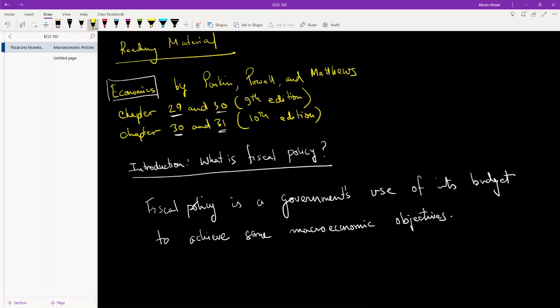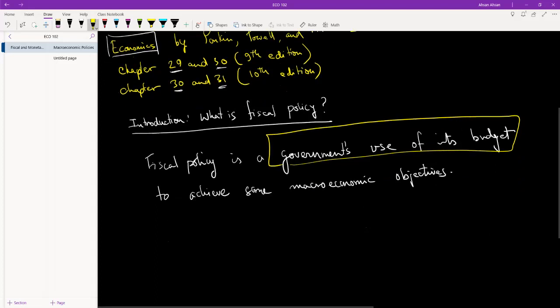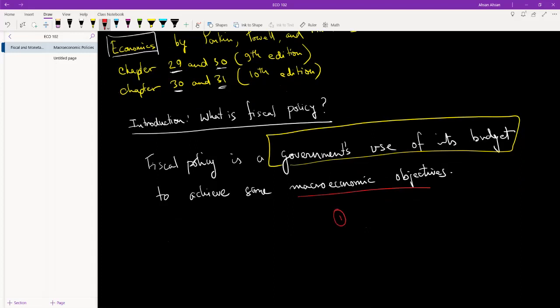So first of all, it is the government's use of its budget. We are going to be talking about the government's budget in a bit more detail, but for now, you all know what a budget is. Every year, the government has a budget, which is a list of its planned expenditures and incomes that they are going to be using. What does the government use its budget for? Well, the government has various economic objectives, not necessarily only economic, other objectives as well, but we are focusing on economics right now. So what are some of the economic objectives that the government might have?